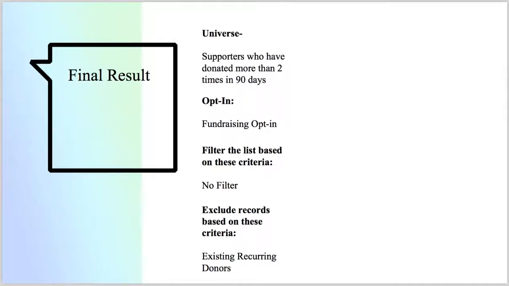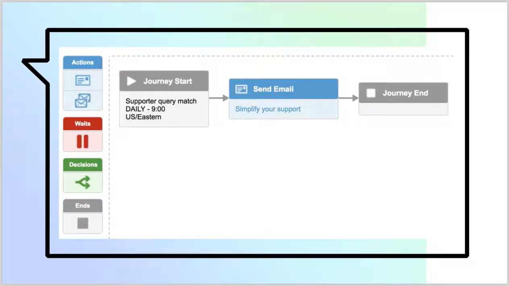So here we have our final result. We have supporters who have donated more than 2 times in 90 days. We have the fundraising opt-in. We're not filtering this audience at all, but we are going to exclude our existing recurring donors. And this is what your email series can look like.